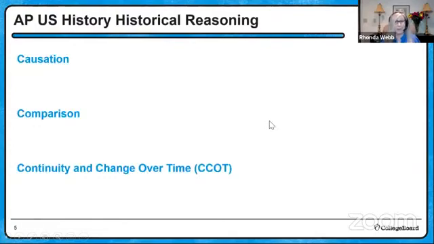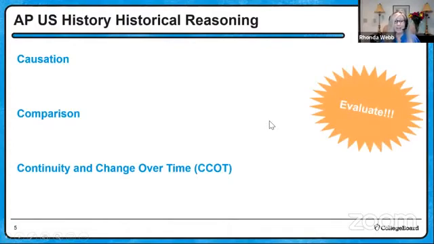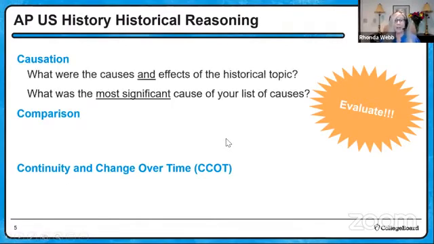So you may remember from Monday that I really emphasized this idea of evaluation, and we're going to do that again tonight, because the questions that you're going to see on the AP US History exam are going to relate to either causation, comparison, or continuity and change over time. And when you're answering those questions, I want you to really think about adding sophistication to your argument.